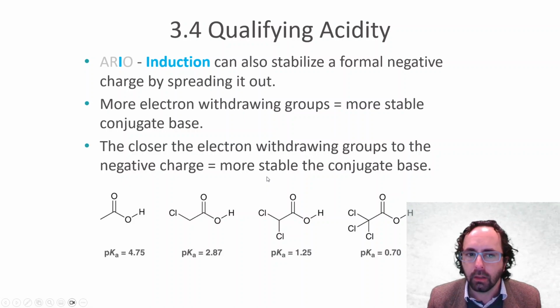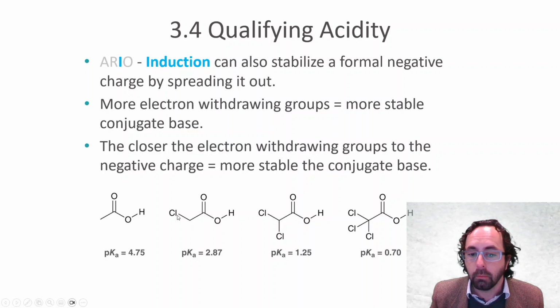Induction. So induction is another way that the negative formal charge can be stabilized. Induction occurs when you have many electron withdrawing groups, meaning highly electronegative groups, on the carbon atom that is next to the carbon atom attached to each of these oxygens, so the deprotonated one. So here we can see that this carbon atom is 1 carbon away from the one attached to the oxygen that's deprotonated when it's an acid. So it only works 1 carbon away like this, 1 carbon away from the carbon attached to it.